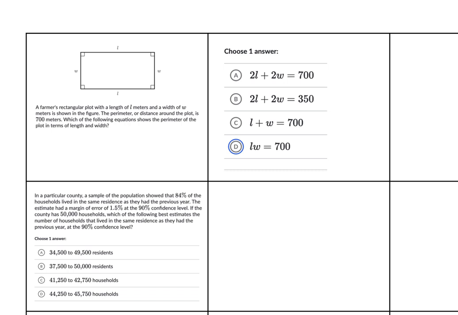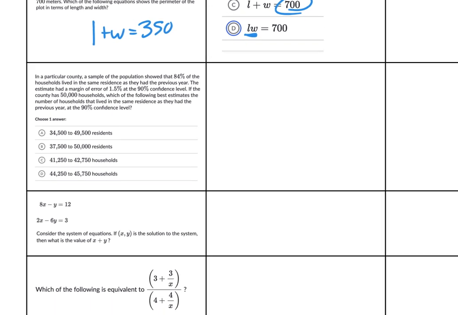The farmer's rectangular plot with length of L meters and width of W meters is shown in the figure. The perimeter, or distance around the plot, is 700 meters. Which of the following equations shows the perimeter of the plot in terms of length and width? I'm looking at 2L plus 2W equals 700. We could go L plus W equals 350, but that is not it. That's not what that one has. This is the area. They're just checking to see if you can create a simple equation like that.